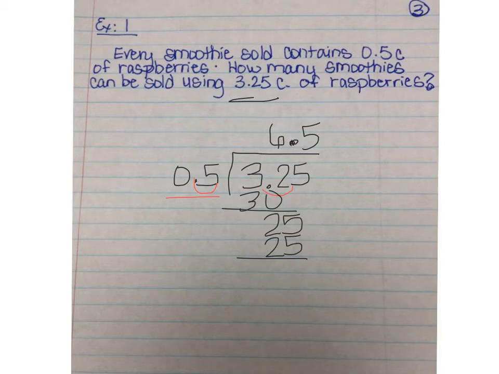Okay? So how many smoothies can be sold? The answer would be 6, because you can't sell a half a smoothie. So the answer would be 6 smoothies. All right, let's move on.